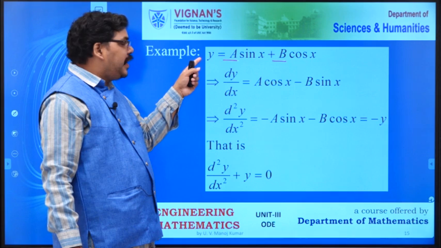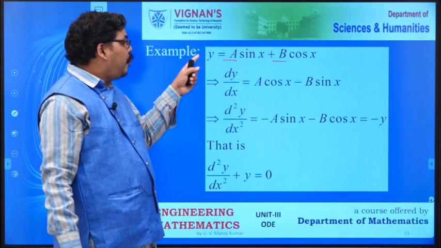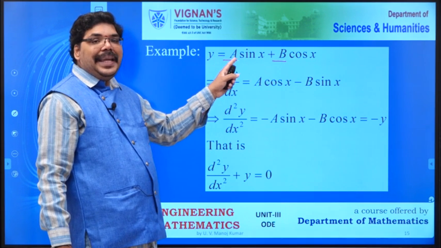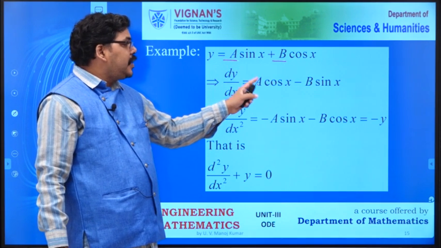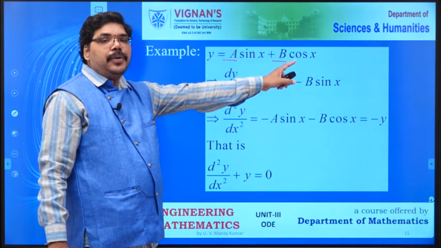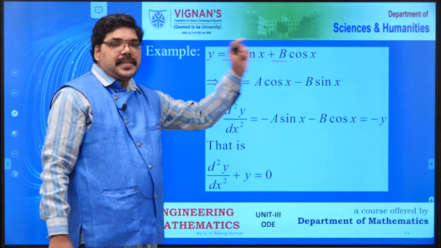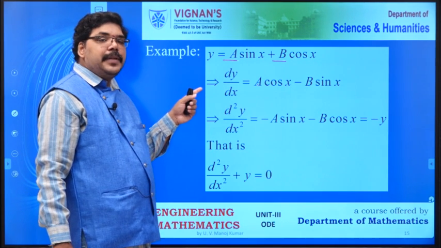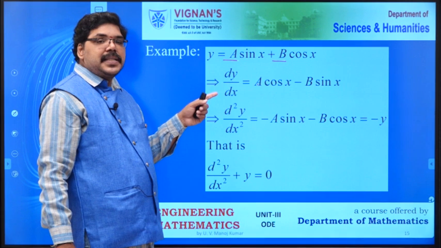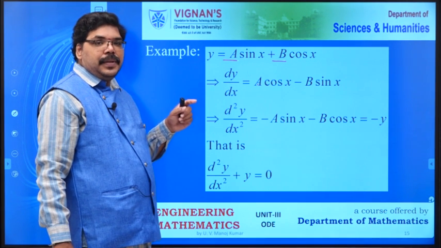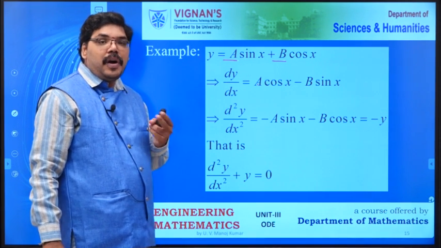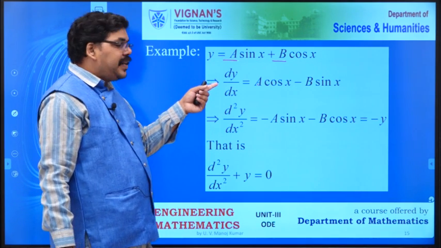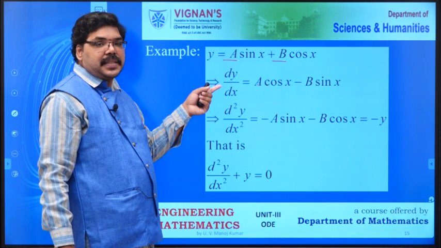So when you are differentiating for the first time, the derivative is dy by dx equals a into the derivative of sin x, which is cos x, plus b into the derivative of cos x, which is minus sin x. So the first derivative is dy by dx equals a cos x minus b sin x. Since there are two arbitrary constants, we should differentiate two times. So again differentiate this relation with respect to x.